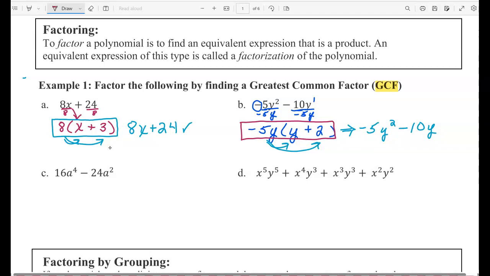Looking at 16 and negative 24, looking for a number that divides evenly into both of them. When I look at 16 and 24, I think about factors of 8, so an 8 will factor out.